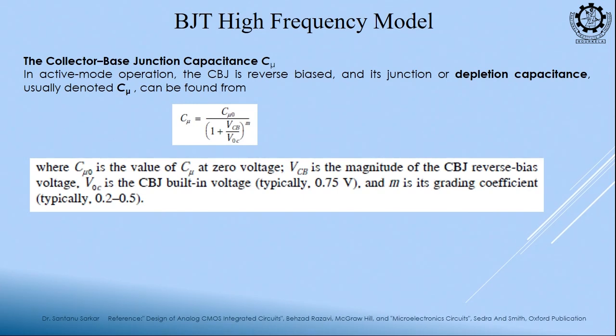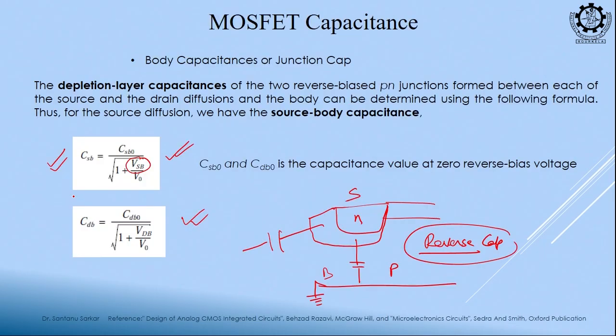Next, we need to find the collector base capacitance. The previous two were components of the base to emitter. Now we have a component of collector to base. Collector to base is in which bias? Reverse biased for the active region, right. So, whatever capacitance we get will be the reverse bias depletion capacitance. If you recall, we have this kind of voltage dependence for reverse capacitance.